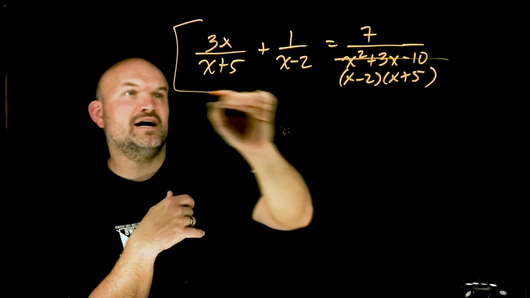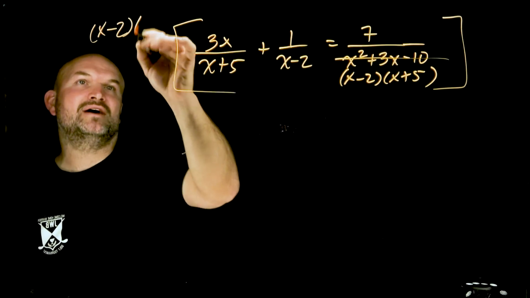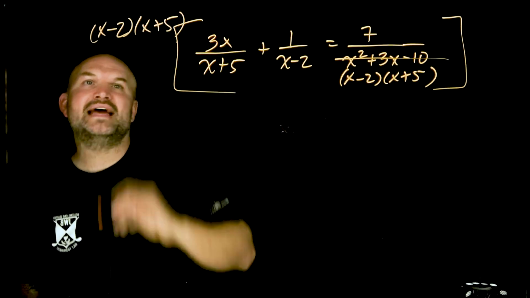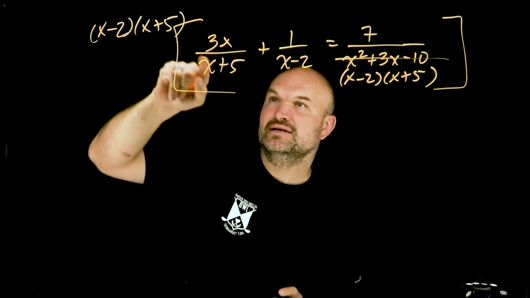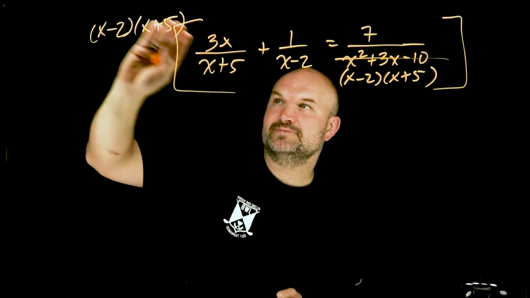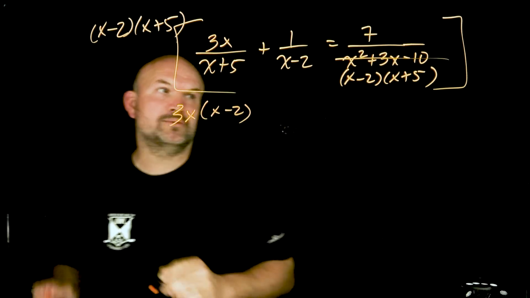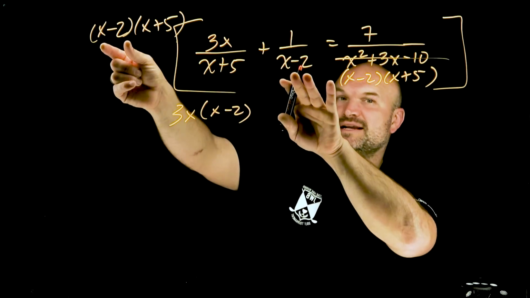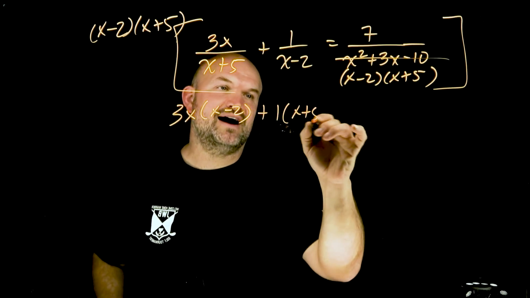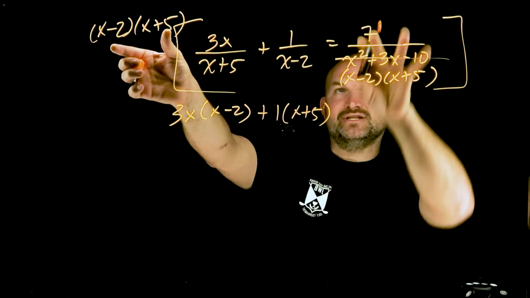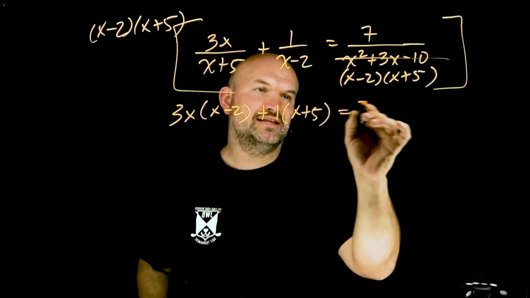So to get rid of my denominators, all I need to do is multiply each of my fractions by x minus 2 times x plus 5. Reason being, if I multiply this expression times 3x over x plus 5, the x plus 5s are going to divide out. That's going to leave me with 3x times x minus 2. If I multiply this expression times 1 over x minus 2, the x minus 2s divide out, leaving me with 1 times x plus 5. And over here, if I multiply this expression times 7 over x minus 2 times x plus 5, the whole denominator is going to divide out, leaving me with a 7.